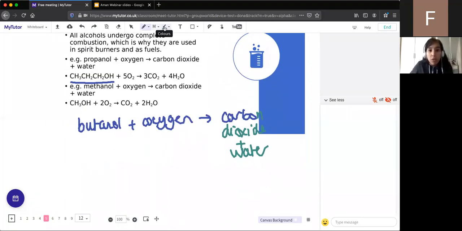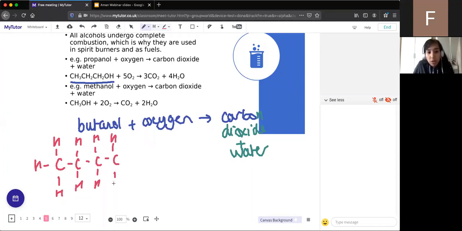So I'll write that out. If you imagine it, I'll draw it out actually. So we've got our CH3, CH2, CH2, the final carbon, CH2, the fourth bond is OH, which is our alcohol group. Excellent. So that's butanol. It will react with oxygen to produce carbon dioxide and water.